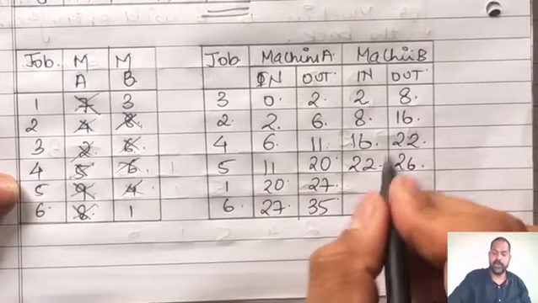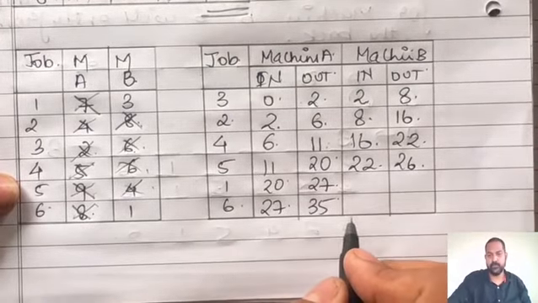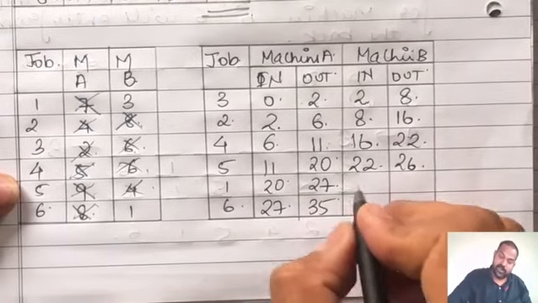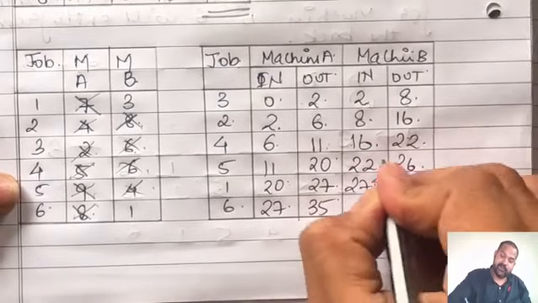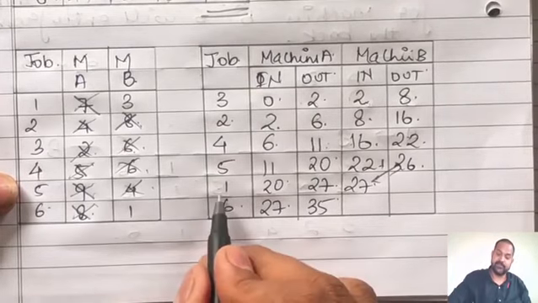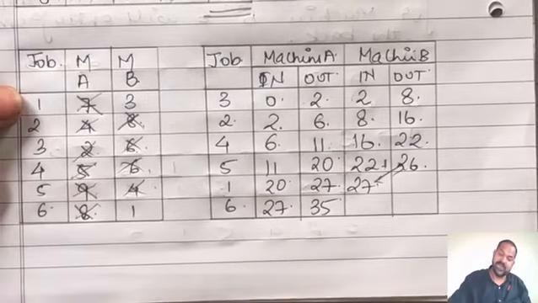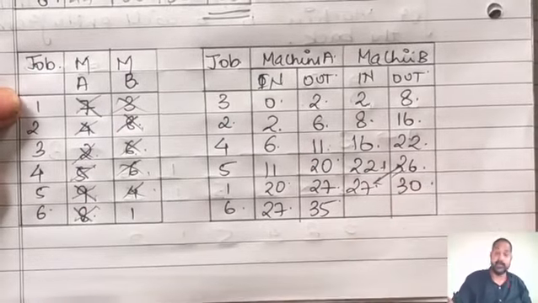So the doctor is free at 26. Has the patient arrived? No. The patient is going to arrive at 27. So now the doctor doesn't have a choice but to wait up till 27, which is basically 1 hour. At 27, picks up job 1. 1 on B takes 3 hours. 27 plus 3 is 30.